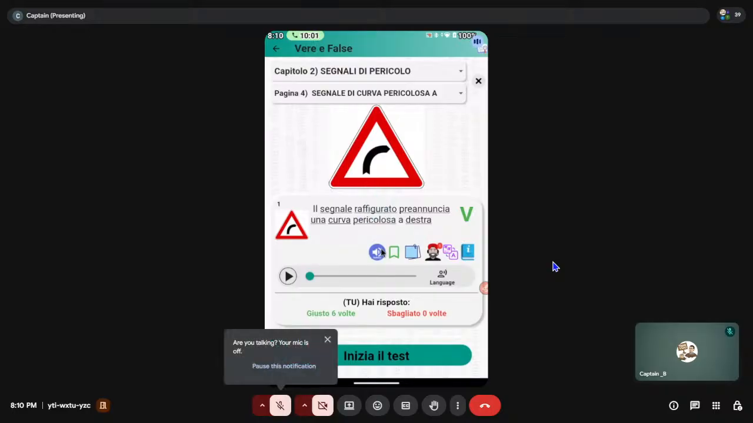Il segnale raffigurato preannuncia una curva pericolosa a destra. Now, the word preannuncia means announcing una curva, a dangerous curve, on the right. Yes, it is true. È vero. First of all, this is a curve, and this sign is found 150 meters before the curve. You understand? This sign is found 150 meters before the curve. And the answer is zero.